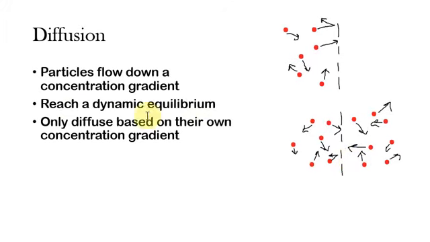Like I was saying, this is an equilibrium, but it's specifically a dynamic equilibrium. Basically, this means that when it reaches this equilibrium, there will still be particles going in and out of the area. Not every particle will just be frozen in place. That's a common misconception when we talk about diffusion.